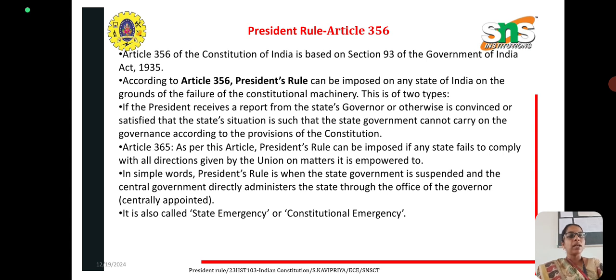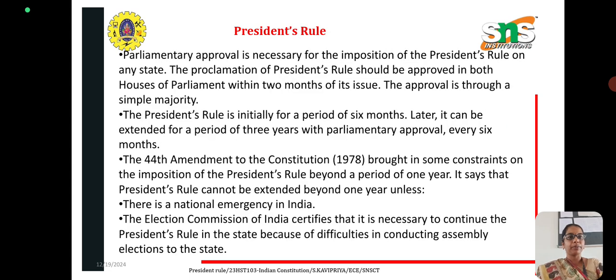In simple words, president rule is when the state government is suspended and the central government directly administers the state through the office of the governor. The governor is appointed by the central government. So it is also called a state emergency or constitutional emergency.